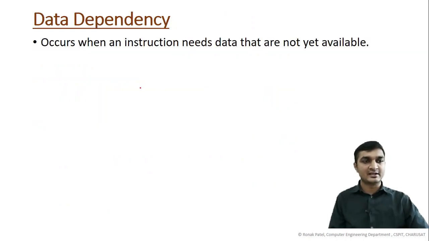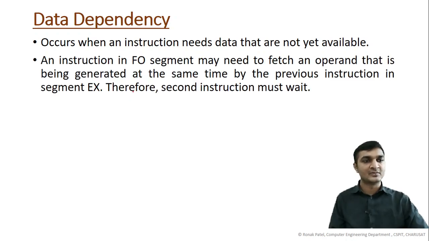right? Data dependency occurs when an instruction needs data that are not yet available, right? As one instruction executes, after that we will get the result, right? But the data is not available to the next instruction, so that instruction needs to wait. An instruction in the fetch operand segment may need to fetch an operand that is being generated at the same time by the previous instruction in the execute segment, right? After execute we will get the data for fetch operand, so that instruction needs to wait. Therefore the second instruction must wait.